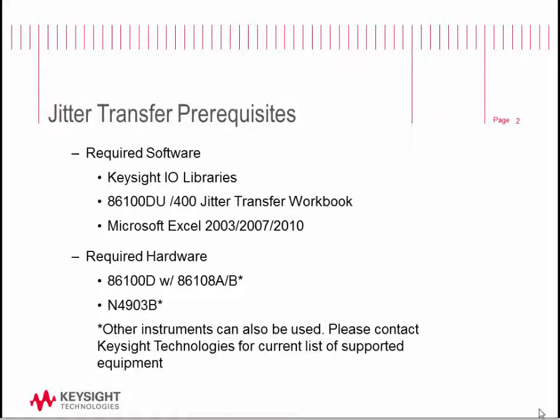Finally, we need to have Microsoft Excel installed on the control PC. This is used to open the workbook, and it's the basis for all the measurements that are taking place. The hardware that's required for the measurement will be the 86100D, and in this case we'll use the 86108A or B module. We're using the 86108A and B to measure the jitter that's being injected by the N4903B JBERT, and we'll measure the jitter both before and after the device in order to develop the jitter transfer curve.